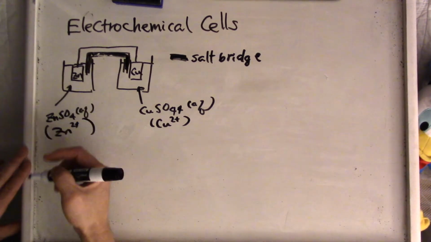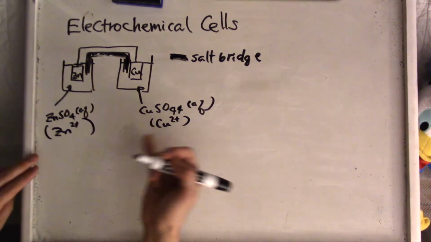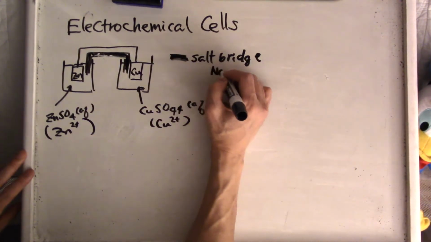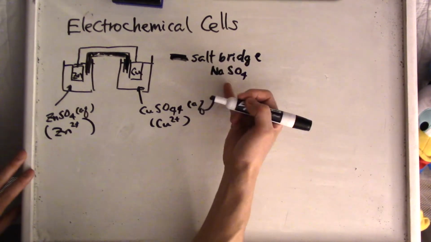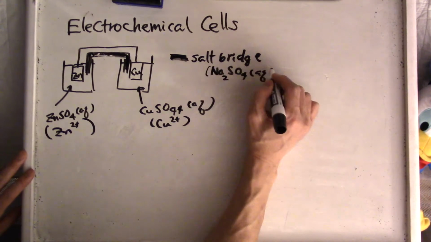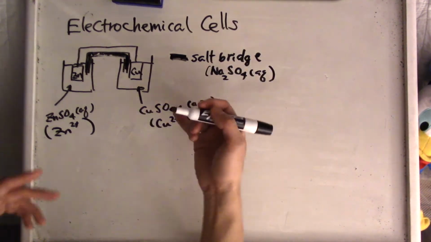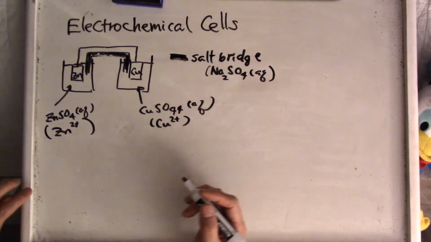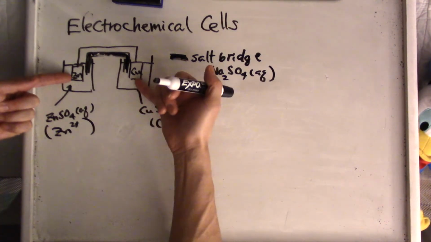So keep that in mind. These are aqueous, and of course here the salt bridge is generally a sodium salt, sulfate is the same, but Na2SO4 aqueous is oftentimes used, so that the sodium doesn't play a role in the electrolysis or galvanic cell reaction. In this case, right, you have copper and zinc.